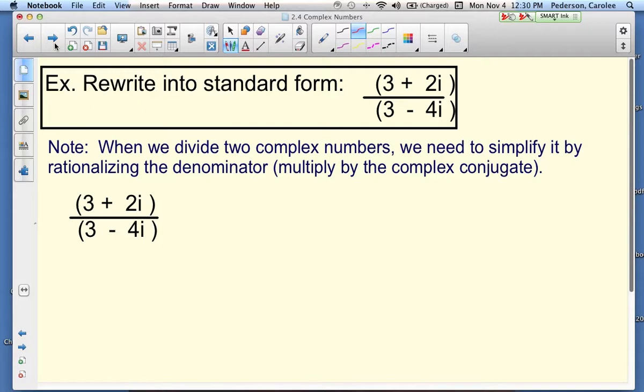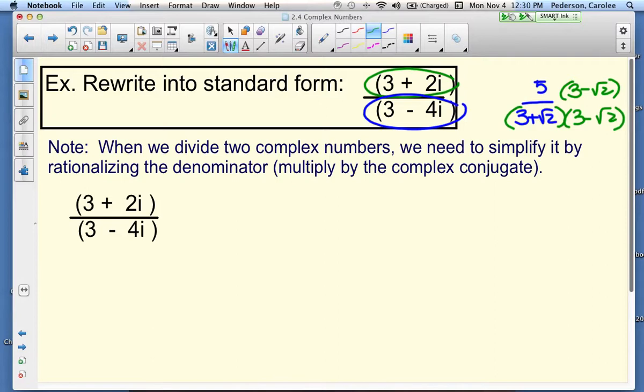So that's leading us to this example. What we're doing is we are taking a complex number and dividing it by another complex number. When you do that, to be able to simplify it, it's kind of like what we have to do when we rationalize the denominator. If you remember, if I give you an example like 5 over 3 plus the square root of 2, if you wanted to rationalize it, you would multiply by 3 minus the square root of 2 over 3 minus the square root of 2. We've done that already this year. We need to multiply by the denominator's complex conjugate.